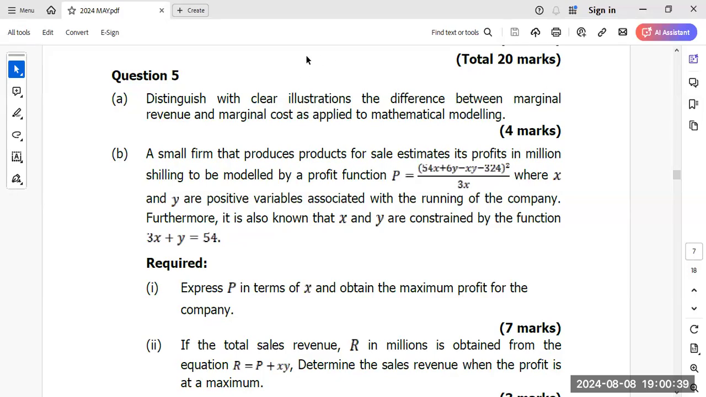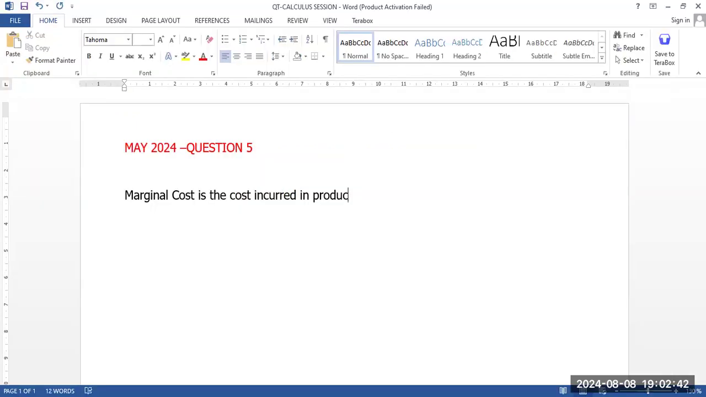The question is asking us to give the difference between marginal revenue and marginal cost as applied to mathematical modeling. Marginal cost is the cost incurred in producing the additional unit of a certain commodity, given at any level of production.